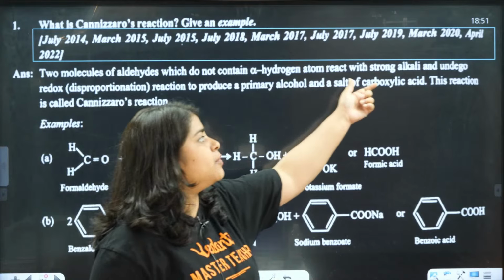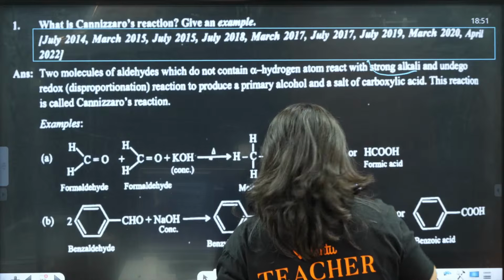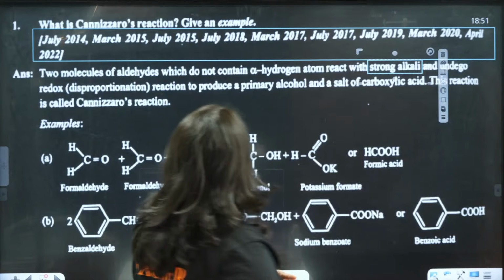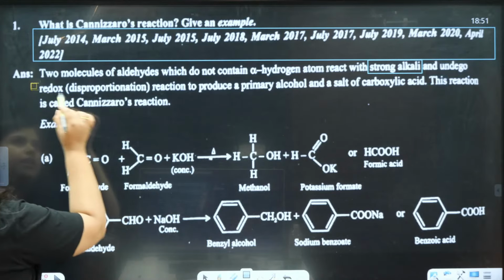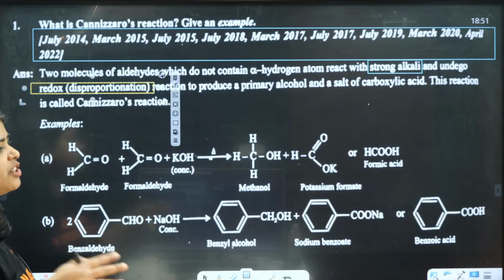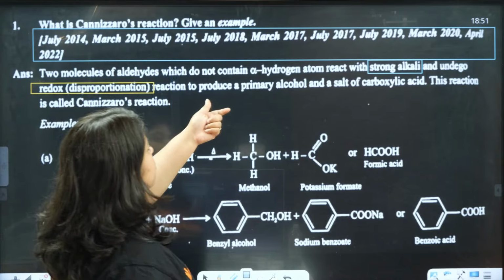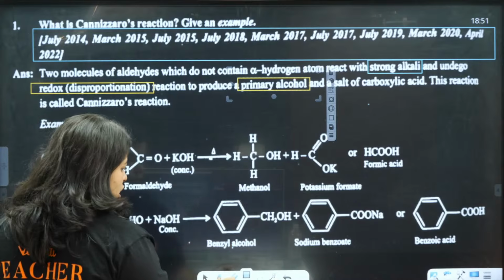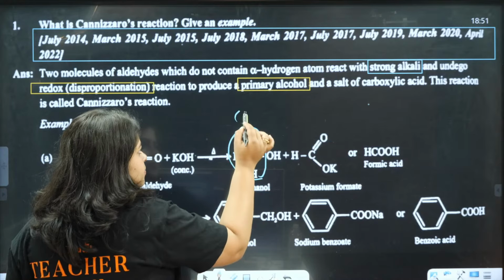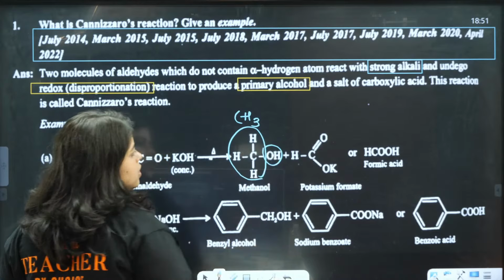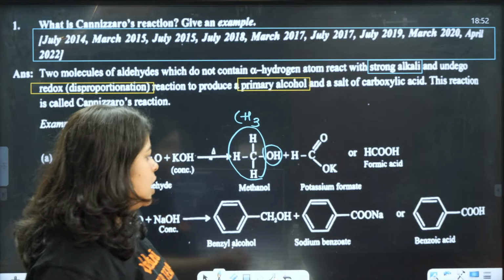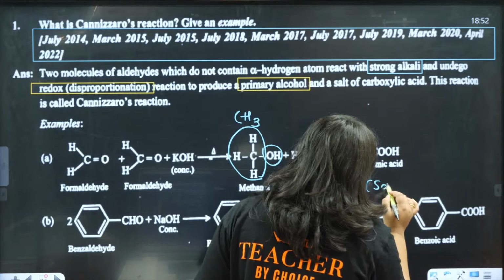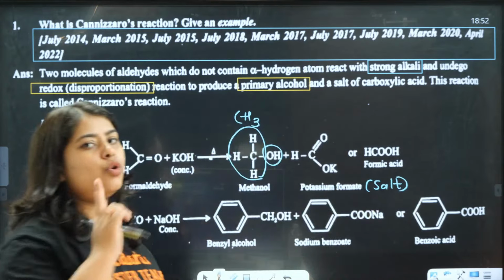And it will react with a strong alkali, and it will undergo redox. It is going to undergo a redox reaction, like oxidation and reduction both happening together. It will produce the primary alcohol. Primary alcohol is going to form, that is methanol, and potassium formate, a salt, is going to form. Clear? Two aldehydes.